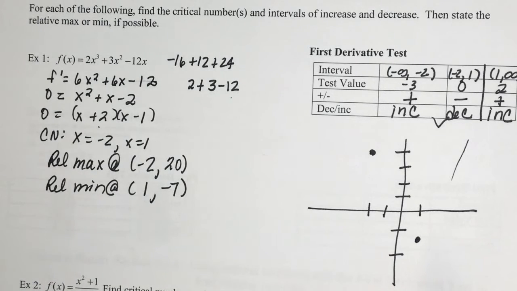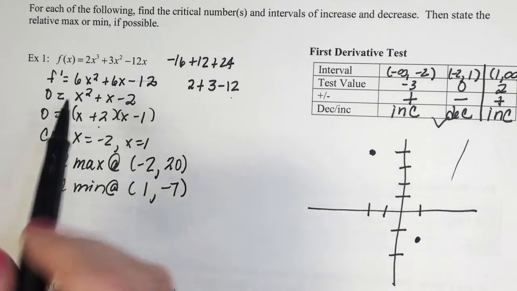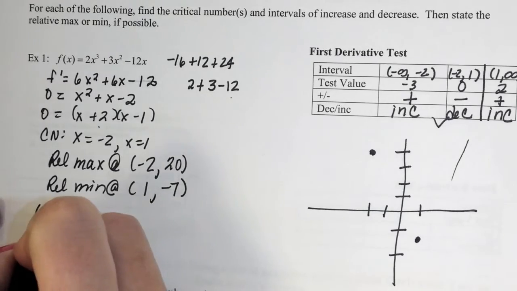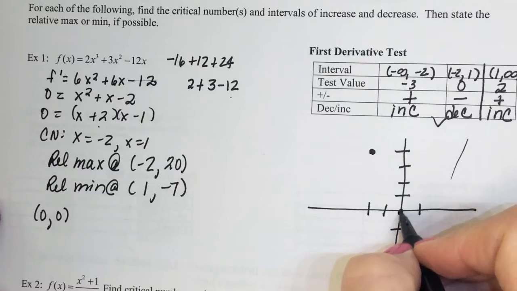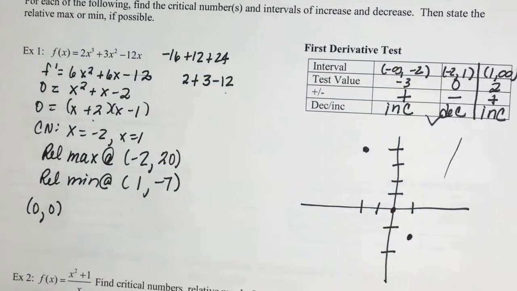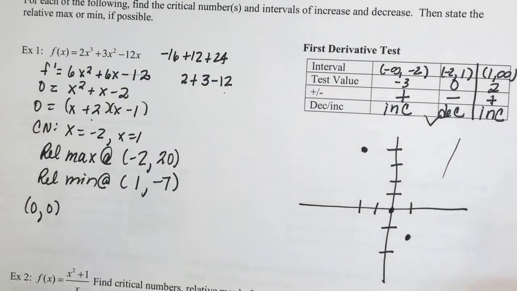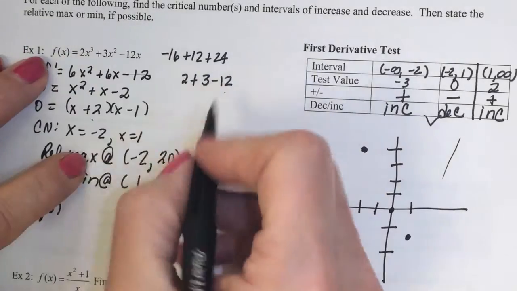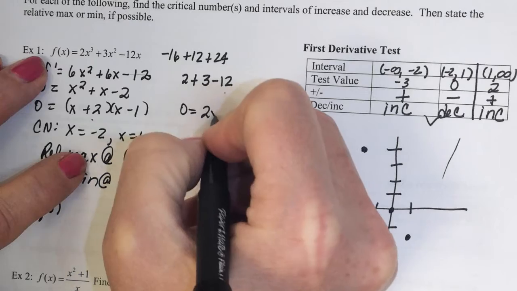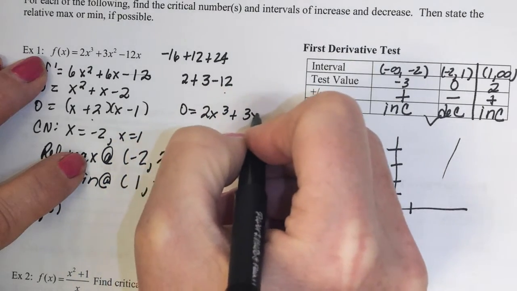Now, I should also find any intercepts if I can. So if I plug in 0 for x, I get 0 for y. So I know I have this point of 0, 0. Okay? That should be pretty much enough. I could also find intercepts by setting this equal to 0. Let's go ahead and do that. We'll see if we can.